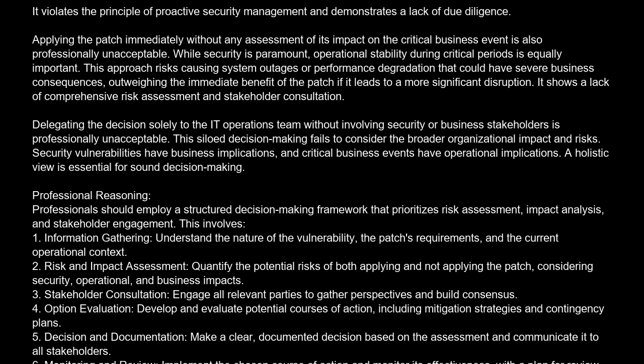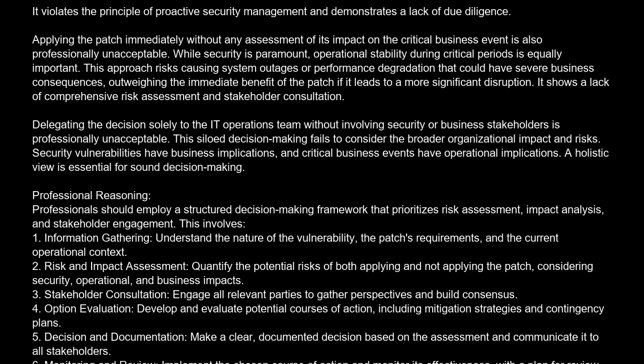2. Risk and impact assessment. Quantify the potential risks of both applying and not applying the patch, considering security, operational, and business impacts. 3. Stakeholder consultation. Engage all relevant parties to gather perspectives and build consensus. 4. Option evaluation. Develop and evaluate potential courses of action, including mitigation strategies and contingency plans. 5. Decision and documentation. Make a clear, documented decision based on the assessment and communicate it to all stakeholders.